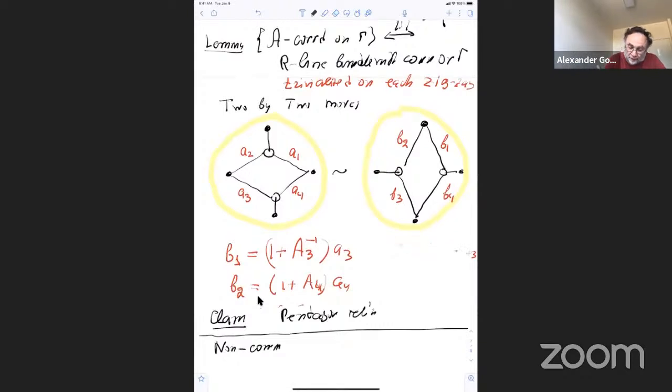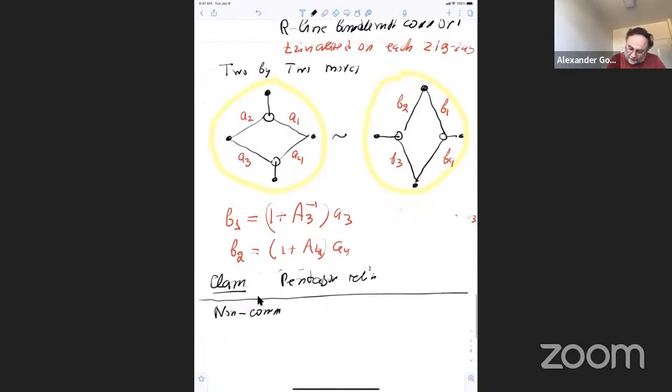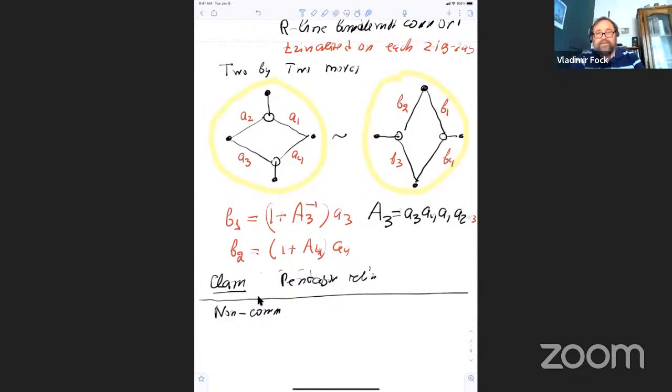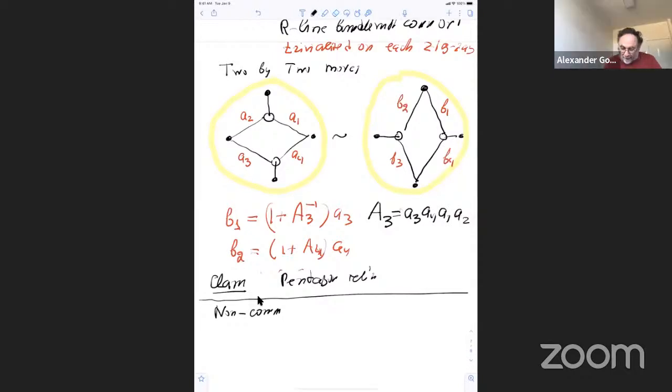It's a kind of monodromy. So let me just write it. A3 equals little a3, A4, A1. It's a definition. Okay. Let's see what we'll do.